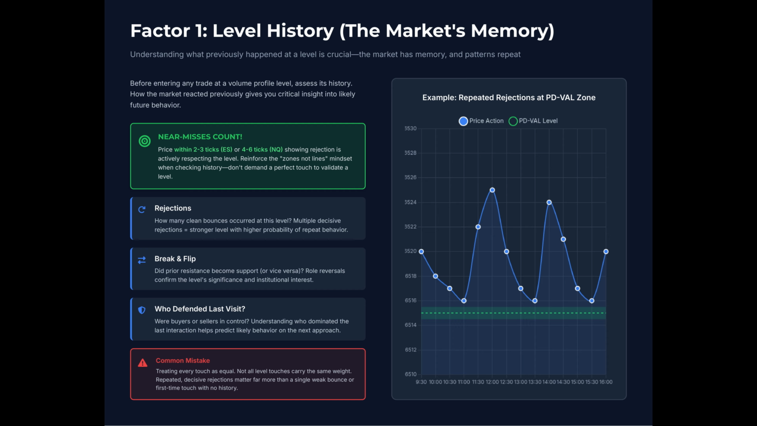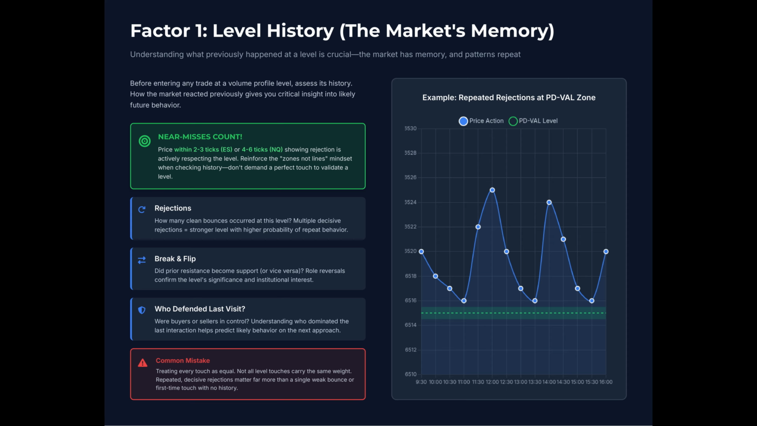For example, if you're evaluating the previous day's VAL today at 6500, you check, did the PD VAL bounce on Tuesday? Did it bounce on Wednesday? If yes, that volume profile label carries market memory. If no, it's untested. Now here's the critical nuance we covered earlier in Slide 7's call-out box.